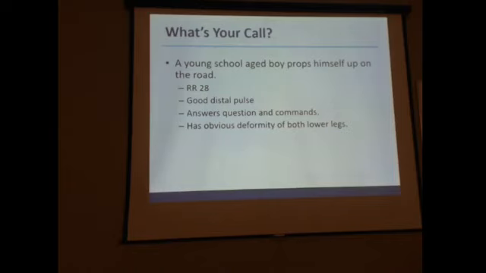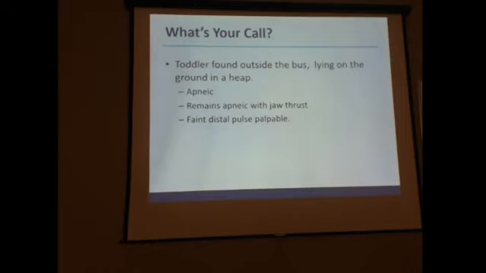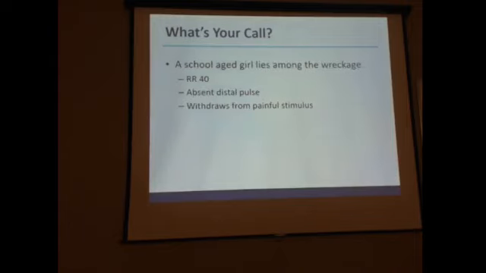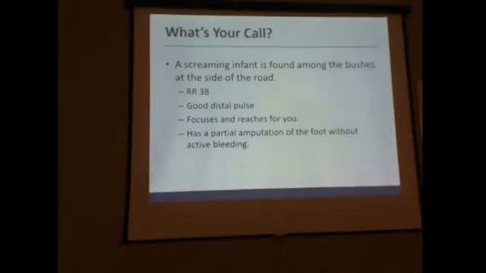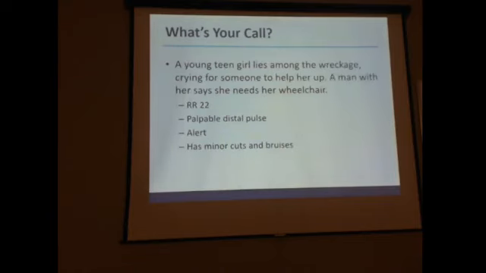Cool. Another school-age boy is on the side of the road, sitting up. We have a green. We say red. We say yellow. You said yellow? I heard red and I heard green, so I heard one of each. Okay. We have a toddler outside of the bus, lying in a heap. Okay. School-age girl. I heard red. Okay. Yellow. Okay. I think this is the last one. We're going to go over these after we review the algorithm, too, and see if our answers change. Green? All right. You guys did pretty good.